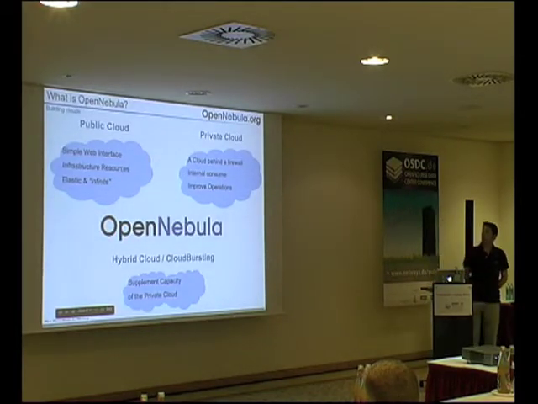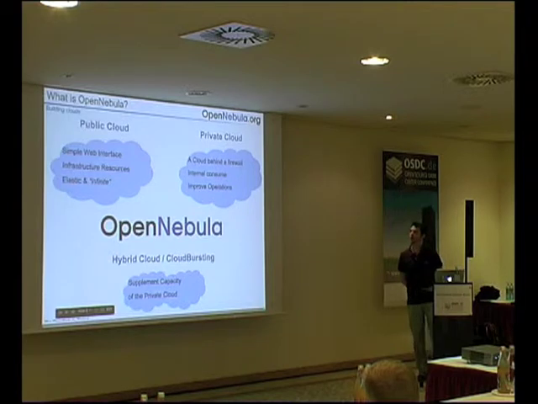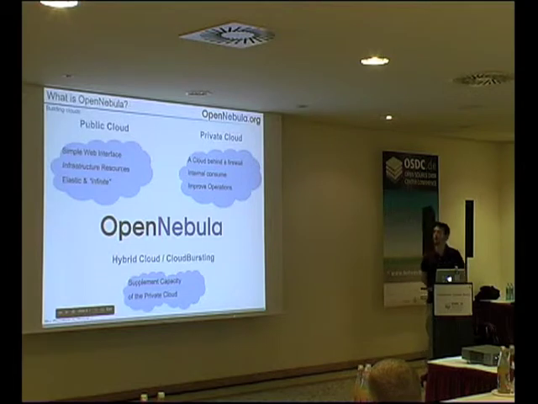So these are the three types of clouds that OpenNebula can build. So public cloud, it's basically a private cloud with a simple web interface that gives infrastructure resources in an elastic and, as an illusion, infinite manner. So the end user doesn't care about what the capacity of the cloud he's using is. He just launches virtual machines and OpenNebula manages the infrastructure, so the resources are used in an optimized way.